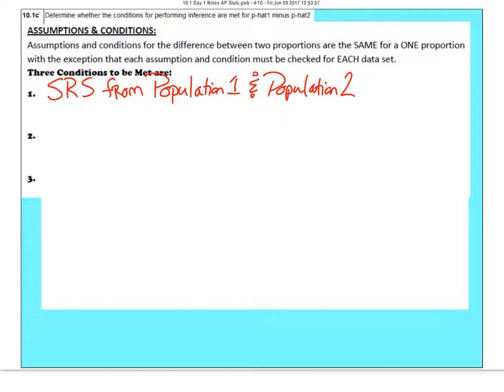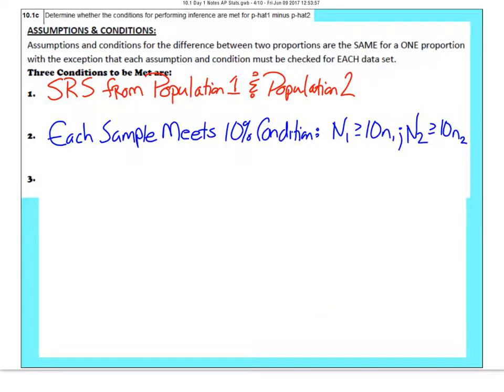How do you check the 10% condition? For independence, same thing, nothing different. For this case, the 10% condition has always been, is the population greater than or equal to 10 times the sample size? Well, you have to do it for sample 1, and you have to show it for sample 2, and it must be met for both of those.